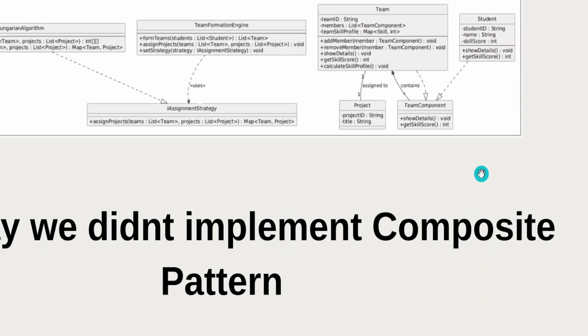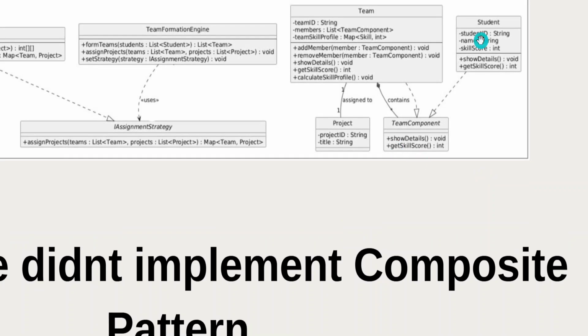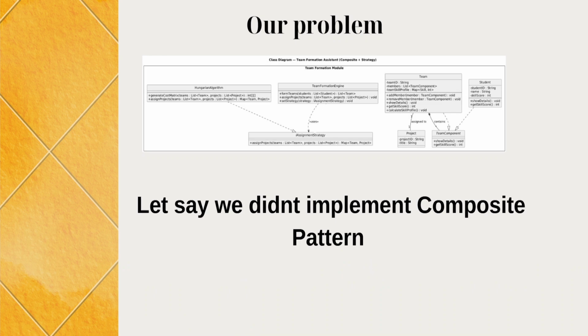As you can see here, now we have used a team component. The student is also a team component, and team is also a team component. Now team is a composite component, and student is a leaf component. So they both are a common component. That's why we will not face any issue in storing these two.